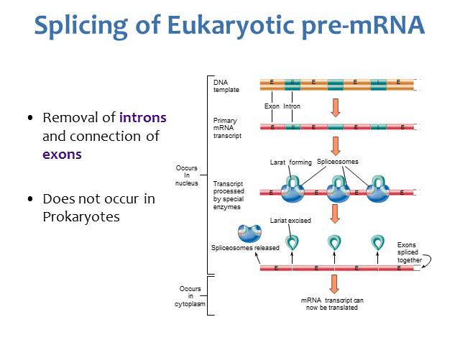So in your DNA template, you have exons and introns. All of your exons and introns go through transcription to make your pre-mRNA. So that pre-mRNA, we have pink exons and green introns.